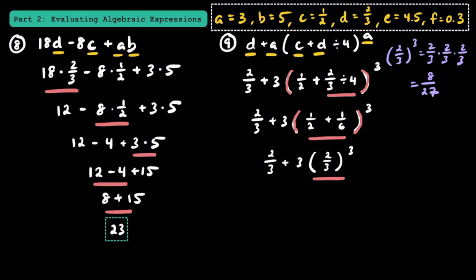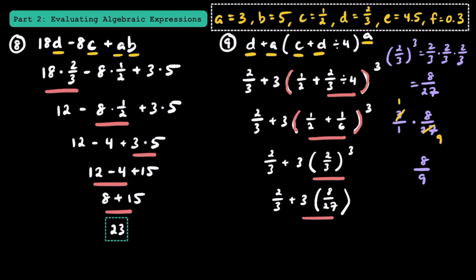2/3 to the third power is 8 over 27, so we can write 2/3 plus 3 multiplied by 8 over 27. Between addition and multiplication here, we're going to have to multiply 3 times this 8 over 27. And to do that, we can rewrite 3 as 3 over 1 and multiply that by 8 over 27. This 3 and 27 can cross cancel to make 1 and 9. On top, we can multiply 1 times 8 to get 8, and on bottom, we can multiply 1 times 9 to get 9. 3 times 8/27 is equal to 8/9, so we're going to have 2/3 plus 8/9.